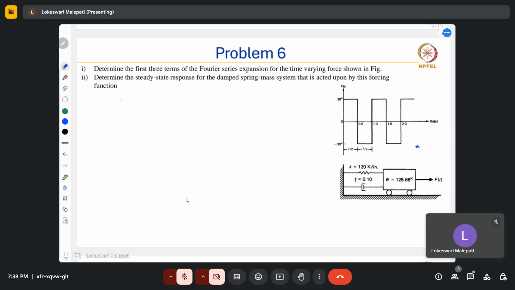So any force P of t can be written as A naught plus sigma j is equal to 1 to infinity Aj cos j omega naught t, plus sigma j is equal to 1 to infinity Bj sin of j omega naught t. In this, we need to find out for j is equal to 1 to 3.